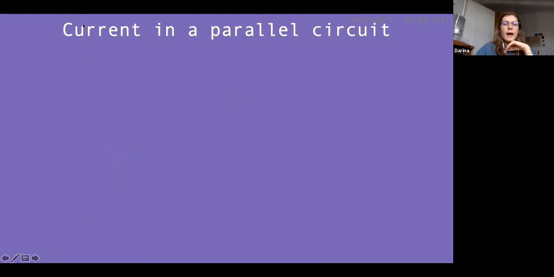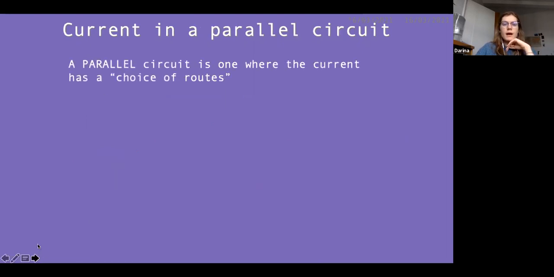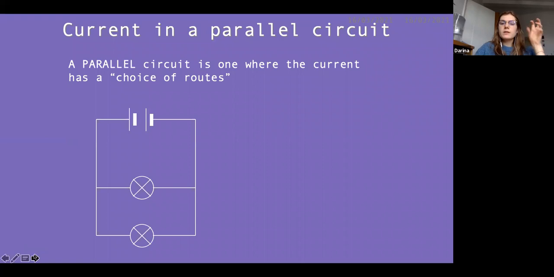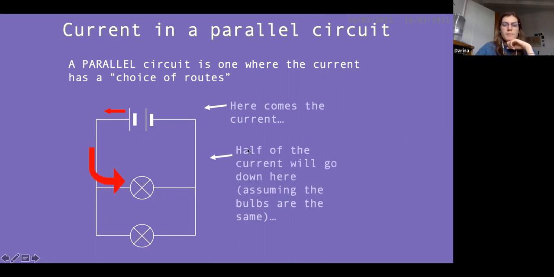What about in parallel circuits? So in parallel circuits, we have a choice of routes. So we have a bit of a different setup here. So here's a parallel circuit. It has 2 branches, so we count it as a parallel circuit. There's a second branch at the bottom there. If the current comes along, and as usual, it goes down, at this point it's all the same, but it now has 2 paths to go down.